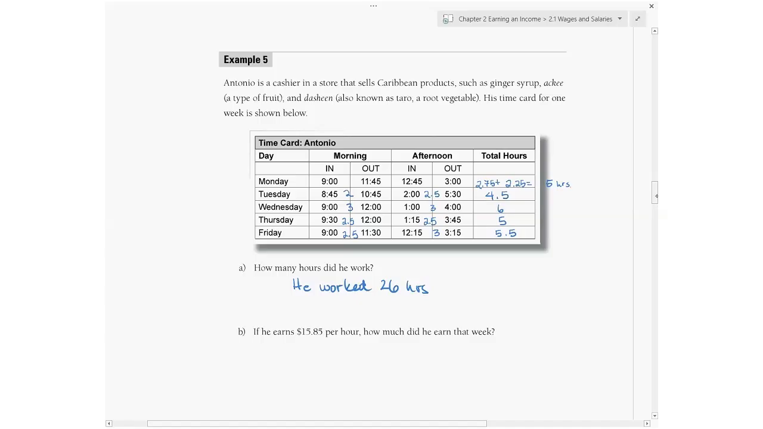And then he earns $15.85 per hour. So how much did he earn that week? Well, $15.85 per hour. So for 1 hour equals how much for 26 hours? And again, if you want to skip the proportion on this one, you're like, I just know that's 26 times 15.85. That's totally fine. You don't need to set up a proportion. That might help you. So 26 times 15.85, it means he will earn $412.10 that week.